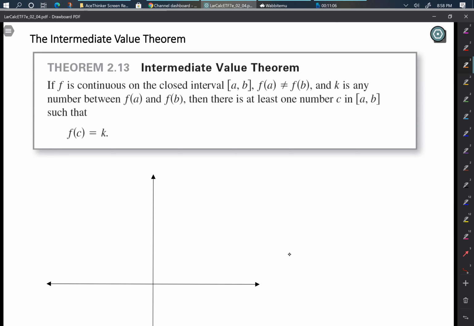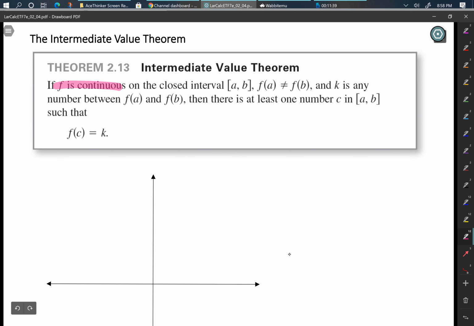The intermediate value theorem says that if f is continuous on the closed interval a, b, and f of a is not equal to f of b, and k is any number between f of a and f of b, then there is at least one number c in the closed interval a to b such that f of c is equal to k. Now, I love definitions like this, but let's see what it really means. All right, so I'm going to break it down piece by piece.